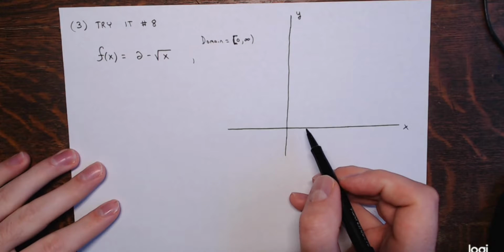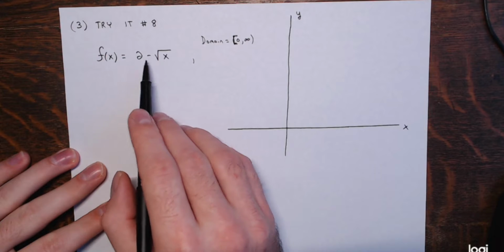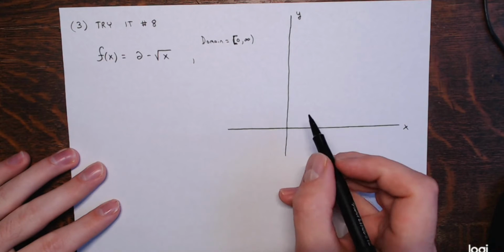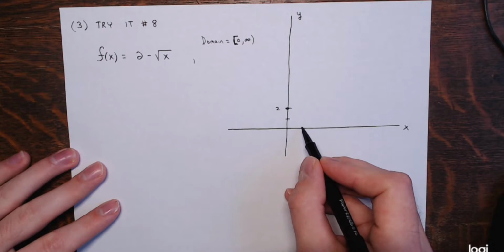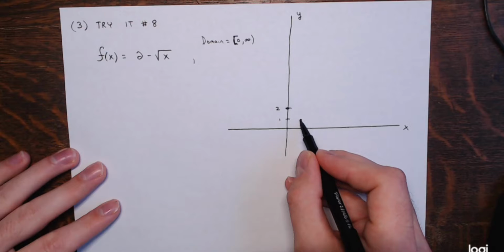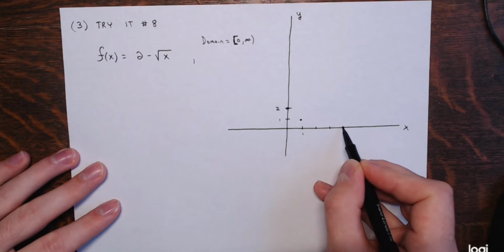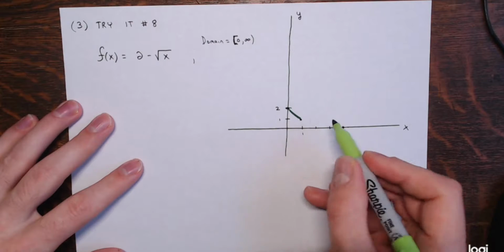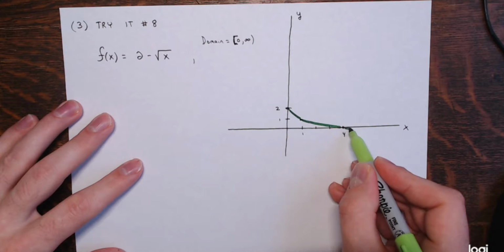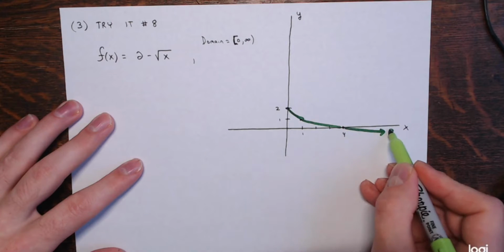And this would just be the graph of the square root of x reflected across the x-axis and moved up 2. So you'd have (0, 2) as a point, (1, 1) is a point, and (4, 0) would be another point. It's just like the square root graph, but reflected and moved up 2. So here's the graph of f. Very rough graph, like this, kind of like half a parabola opening to the right. There's the graph of f.